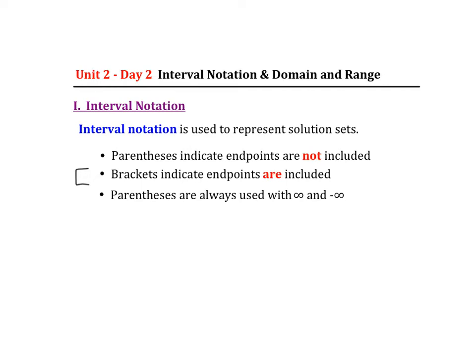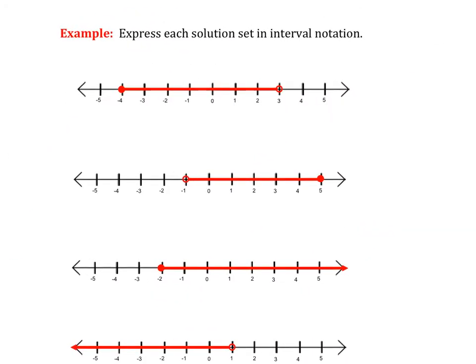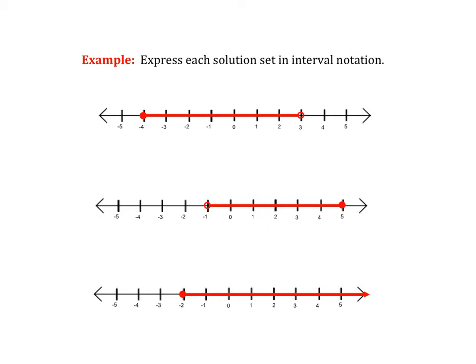Now this last bullet point is pretty important. Parentheses are always used with infinity and negative infinity. The reason for that is infinity is not a number. Infinity is an idea. It's a concept. So you can never actually equal infinity. You can only approach it infinitely closely. Mind-blowing, I know. So, let's deal with some intervals here, shall we?